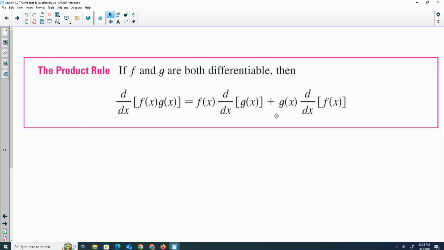In other words, you do one derivative at a time. Another way to write it would be to say f times g prime plus g times f prime. We do one derivative at a time, the other function stays the same. That's a nicer way of writing it. I looked at the first way and I was really confused.